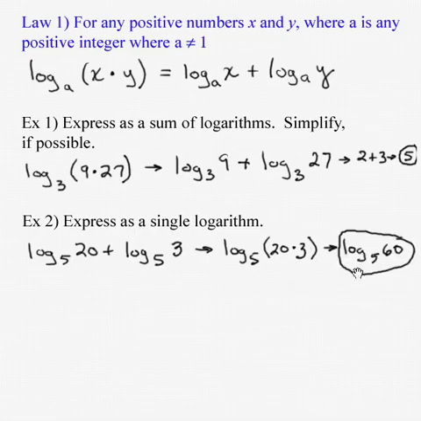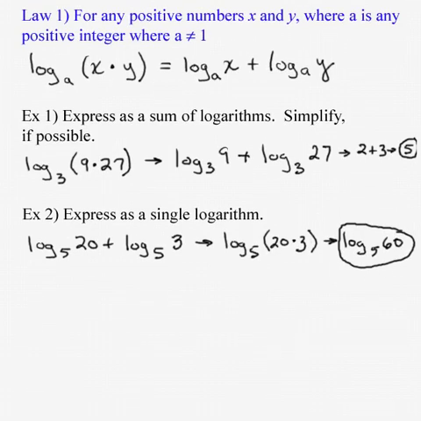Now 20 times 3 is 60, and we don't quite yet know how to get the log of 60 base 5. We could estimate and say 5 to what power is 60, but we don't have an exact value. 5 to the second power is 25, 5 to the third power is 125. It's somewhere between 2 and 3. We'll get to that with our calculators a little bit later in the chapter.